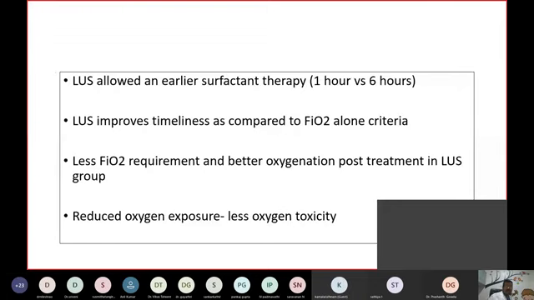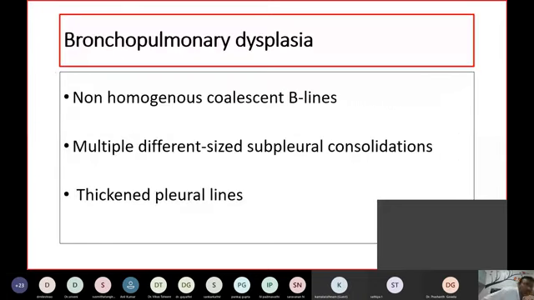Now coming to bronchopulmonary dysplasia, again it is an alveolar syndrome. You are going to see a lot of overlap. Bronchopulmonary dysplasia and RDS are different. RDS is homogeneous. You will see it all over. Whereas bronchopulmonary dysplasia will be non-homogeneous. So you will see non-homogeneous B lines, multiple subpleural consolidations, and a thick pleura.